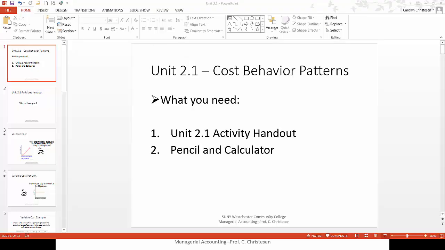Please make sure that you have your Unit 2.1 activity handout, your pencil, and your calculator, and we'll be ready to go. We're going to look at some examples of variable, fixed, step, and mixed costs. These concepts are extremely important to your success in the rest of this course because a lot of managerial accounting concepts depend on them. So if you have everything you need, let's get started.